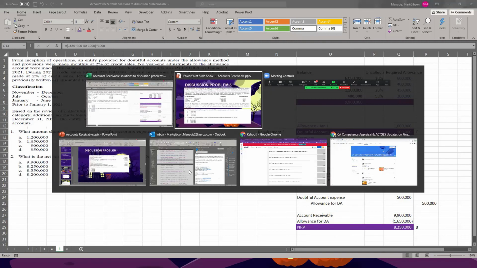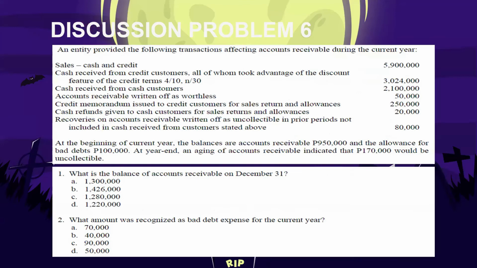Let's go now to problem number 6. So tsagain lang natin. Problem number 6, the requirements are, number 1, what is the balance of accounts receivable on December 31? And number 2, what amount was recognized as bad debt expense for the current year? So let's have problem number 6. An entity provided the following transactions affecting AR during the current year.